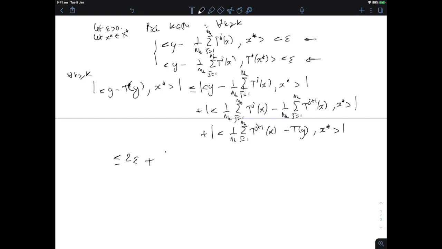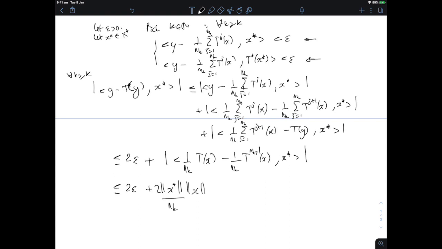So really what I have left in the second sum is purely 1 upon n_k times t of x minus 1 upon n_k times t^(n_k plus 1) of x, tested on x star. And now this is smaller than 2 epsilon plus norm of x star divided by n_k times twice the norm of x, say, because t has norm less than 1. This is true for every k, so I can send k to infinity. So this tends to 2 epsilon as k goes to infinity. And epsilon was arbitrary. So y minus ty, tested on x star, is 0 for all x star in capital X star.